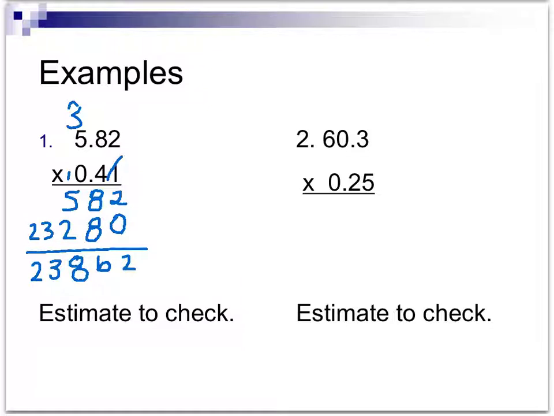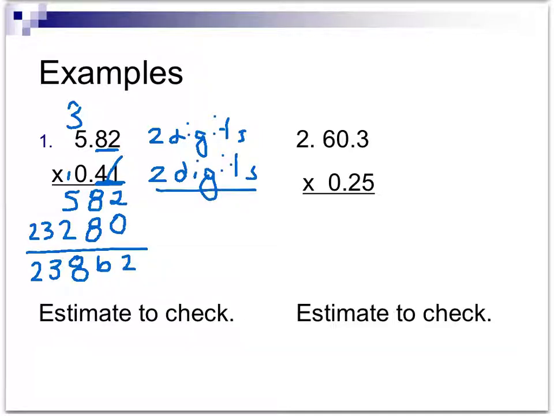The second step now is I will place the decimal point correctly in my product. So I will look up at my two factors. I have 5.82 as a factor, so 8 and 2 are behind the decimal point. That's 2 digits. Then I'll look at 0.41. Notice there are 2 digits behind the decimal in that factor. So that means I need a combination of 4 total digits behind the decimal in my answer.